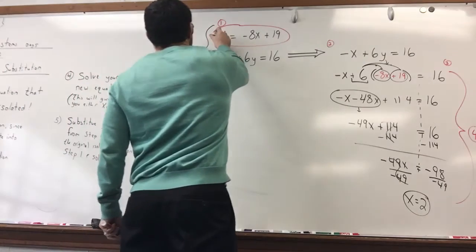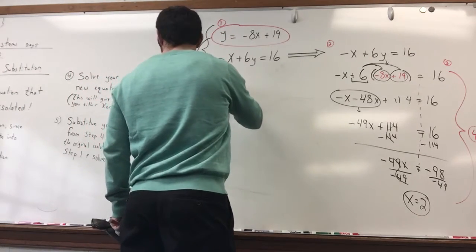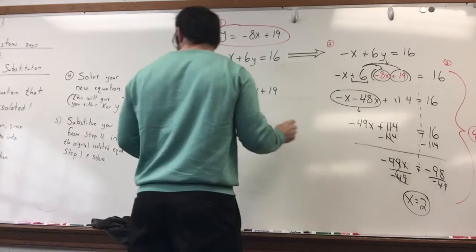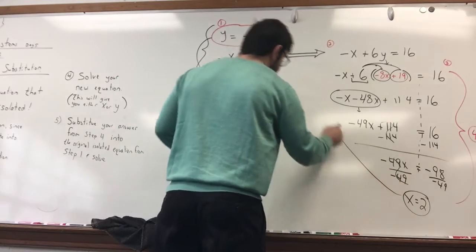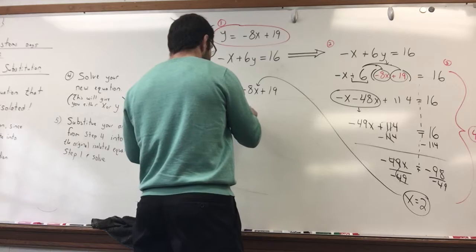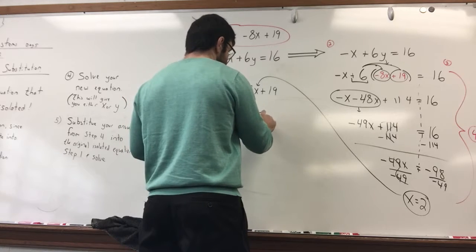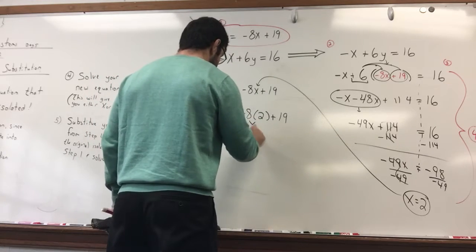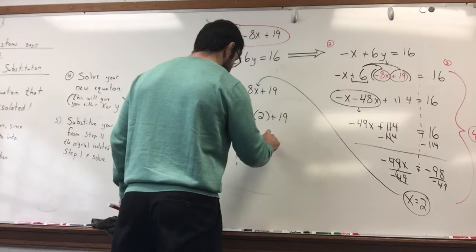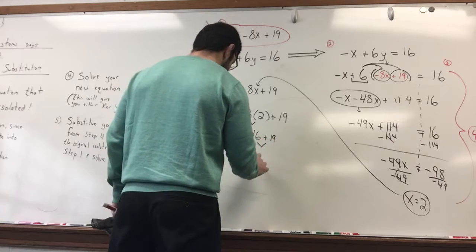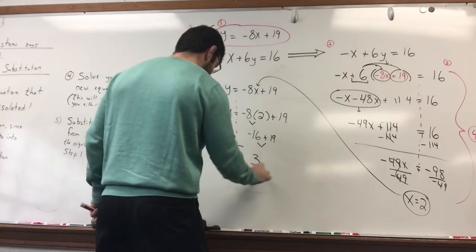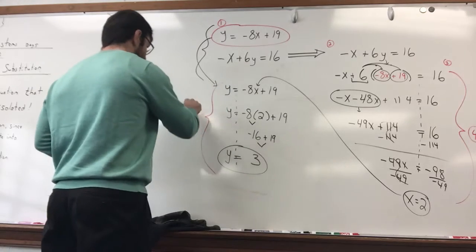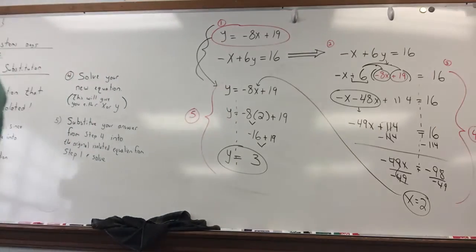That means I bring down this equation. That's my one from step 1. Y equals negative 8x plus 19. I substitute your answer from step 4 into the equation from step 1, and I solve the equation. So all of this is step 5.